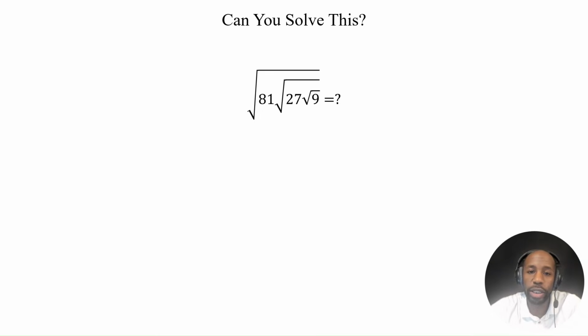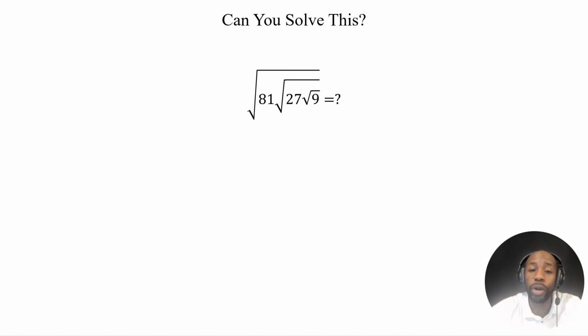Here is our challenge. Square root of 81 times the square root of 27 times the square root of 9 equals what? Now, note that these are nested, which means one is inside of the other is inside of the other. So we want to make sure we pay attention to that. It's not just three separate ones being multiplied, if that makes sense.